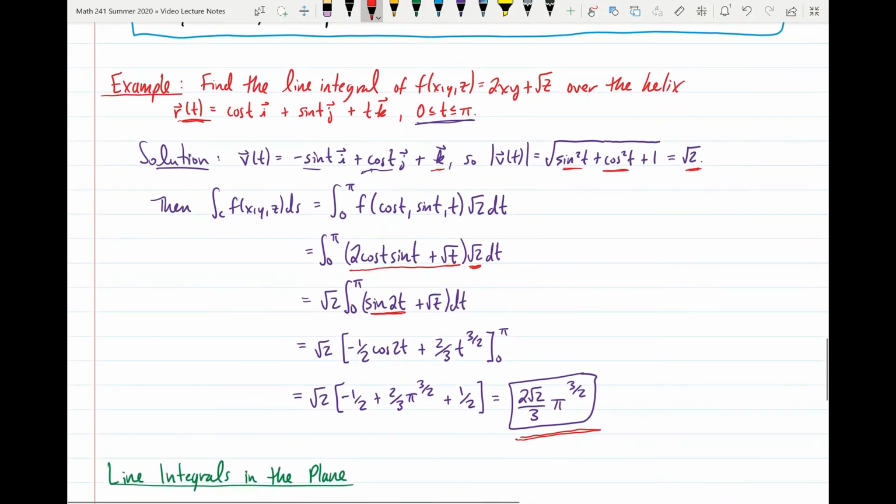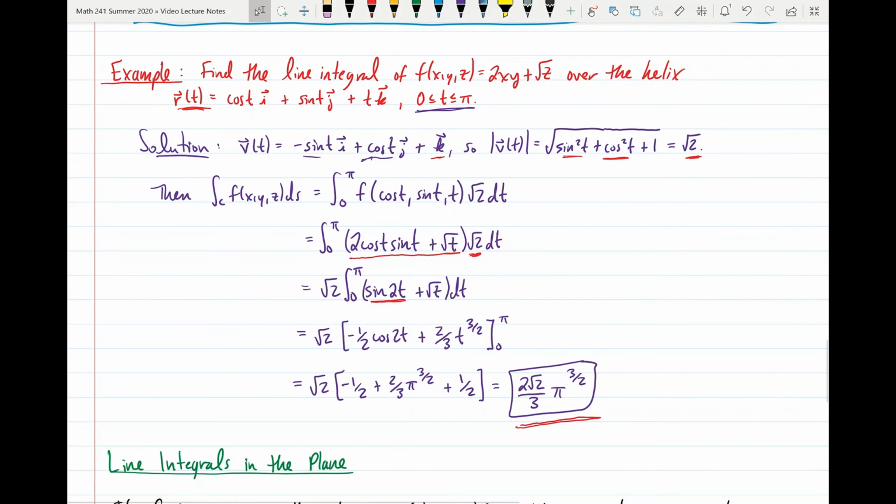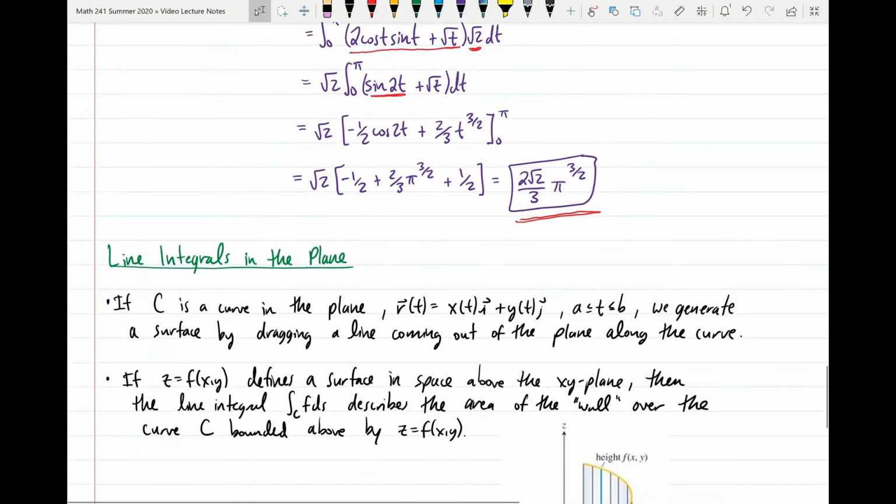So in this example, the parameterization of the curve that we're interested in was just given to us right away, which actually takes one of the steps out of the process for us that we don't have to worry about.